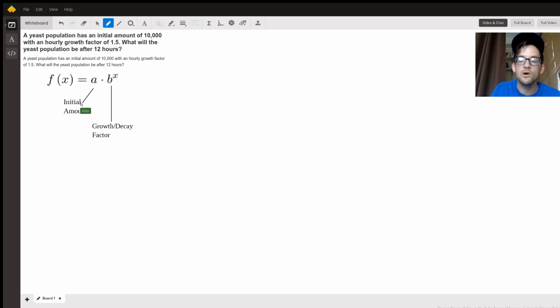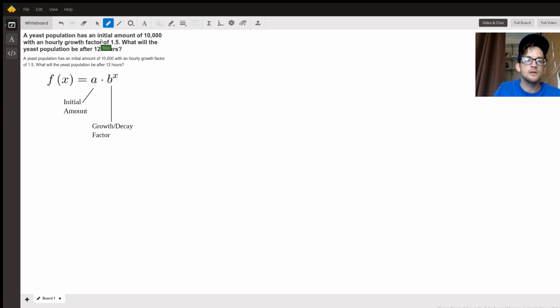So the a should always be your initial amount. That's whatever you're going to start out with. And the b is your growth or decay factor. And it can be either, because depending on how big that number is, your amount might be going up or it might be going down. In this case, you have a growth factor.